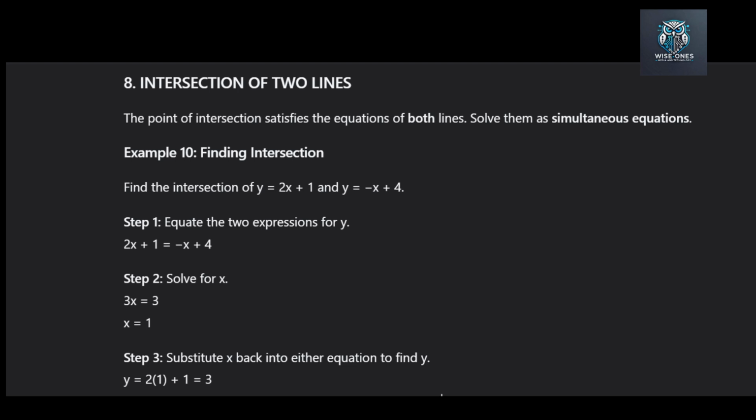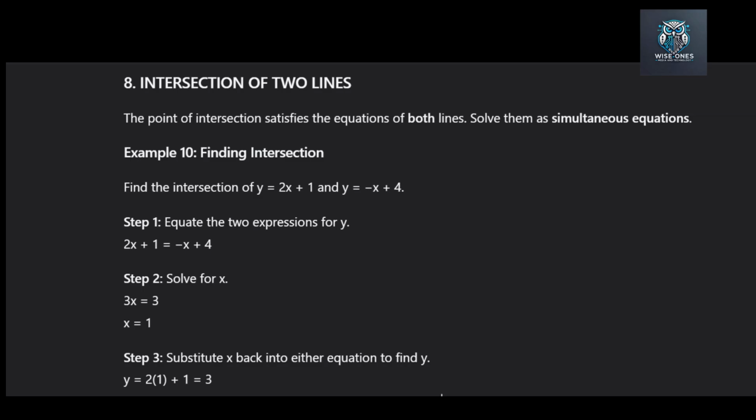Now, let us move to section 8, intersection of two lines. The point of intersection is where two lines cross. This point satisfies the equations of both lines. To find it, we solve them as simultaneous equations. Let us look at example 10, finding intersection. Find the intersection of y equals 2x plus 1 and y equals negative x plus 4.